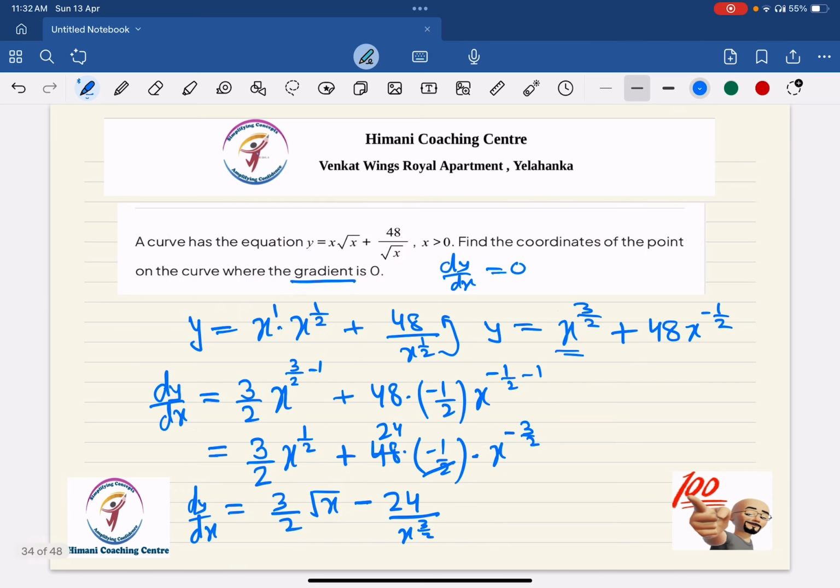Now, if you look at the question, we are told that x is greater than 0. So why is this important?